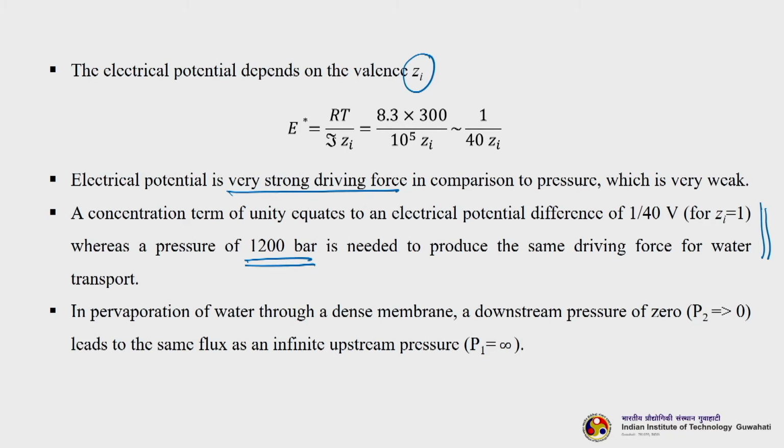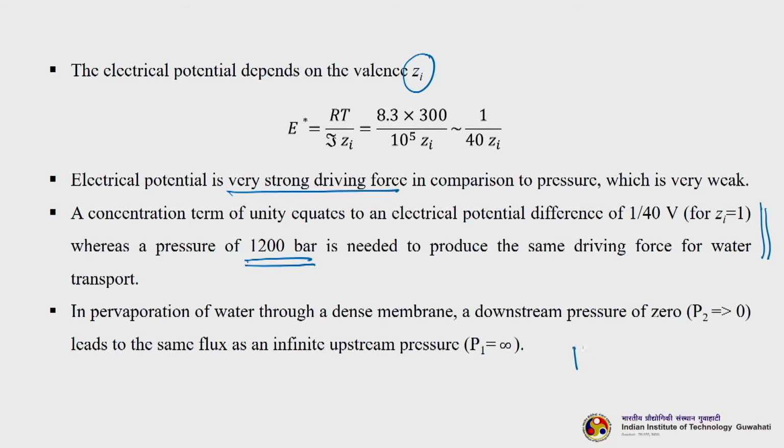In pervaporation of water through a dense membrane, a downstream pressure of 0 leads to the same flux as an infinite upstream pressure. We will discuss pervaporation in detail in our subsequent classes. Just in a nutshell, this is a membrane. The feed is coming here, the permeate passes through, and the rest gets retained. What is happening in pervaporation is permeate vaporization: whatever permeate comes here gets vacuumized.